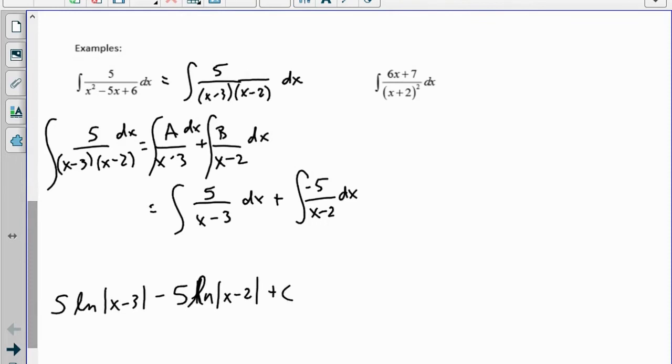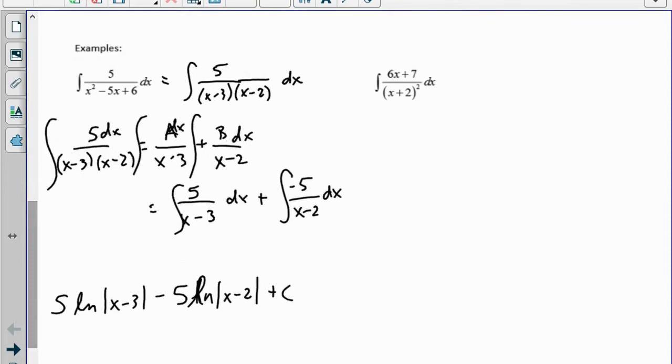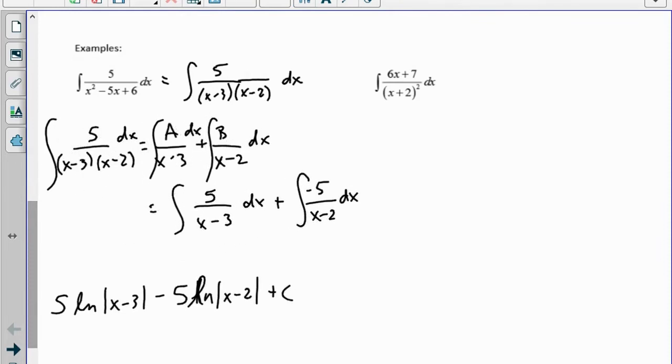I'll move all that over a little bit. Oh no, I'm not going to move that. That might ruin some things.